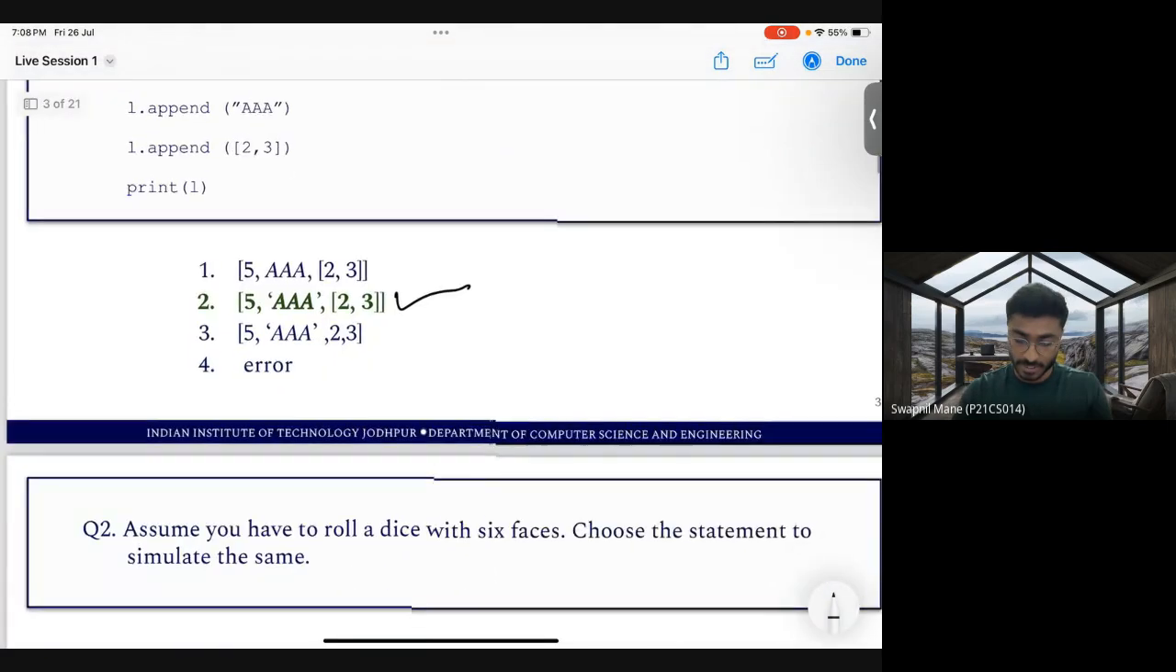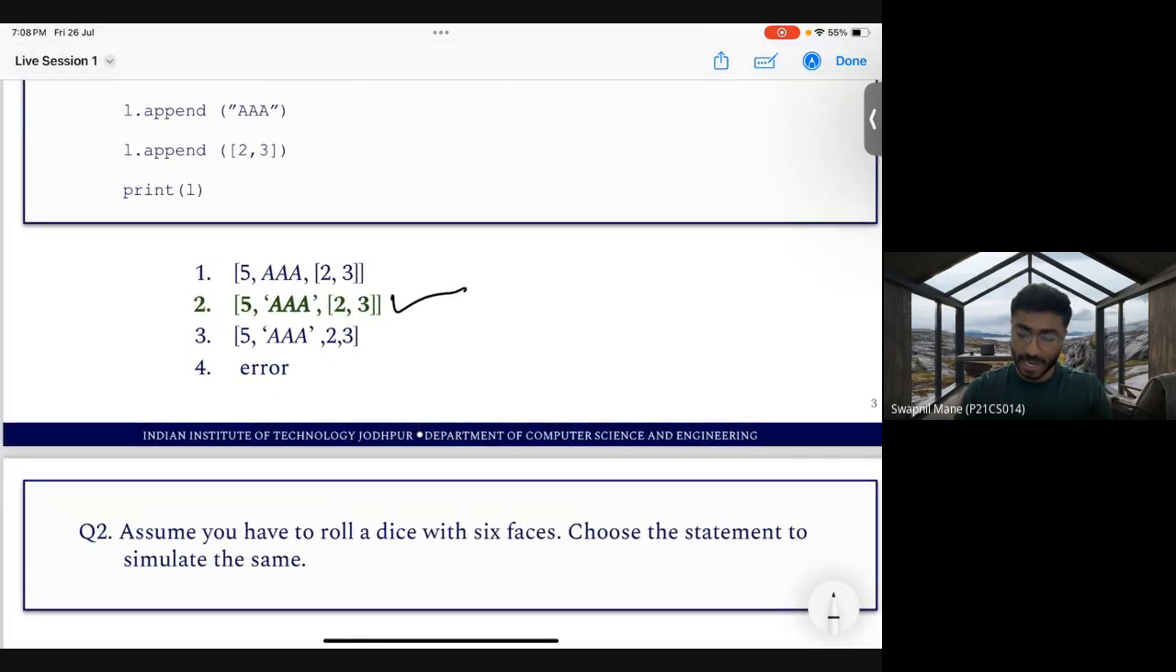Let's move to the next question. Assume we have a dice which we have to roll, which has six faces. Choose the statements from the reason statements. We have to simulate this experiment: we roll the dice and get one number from 1 to 6, and that number is random every time. We have to simulate it iteratively, so we have to write a statement of programming code.